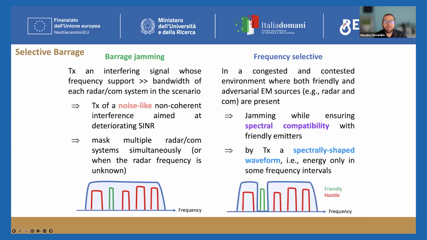The other concept is the frequency selective. So if we consider a congested and contested environment, where both friendly and adversarial sources are present, for example radar or communication systems, in this context, we want to perform jamming while ensuring the spectral compatibility with the friendly emitters. And how can we achieve that? Well, this task can be accomplished by transmitting a spectrally shaped waveform, so transmitting energy only in some frequency intervals, as Antonio has explained in the previous slides.